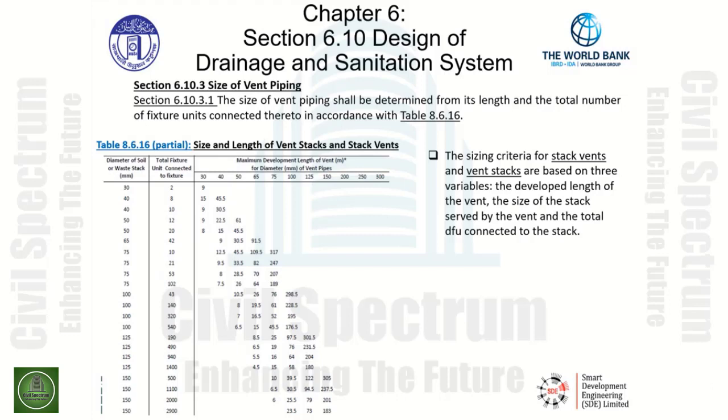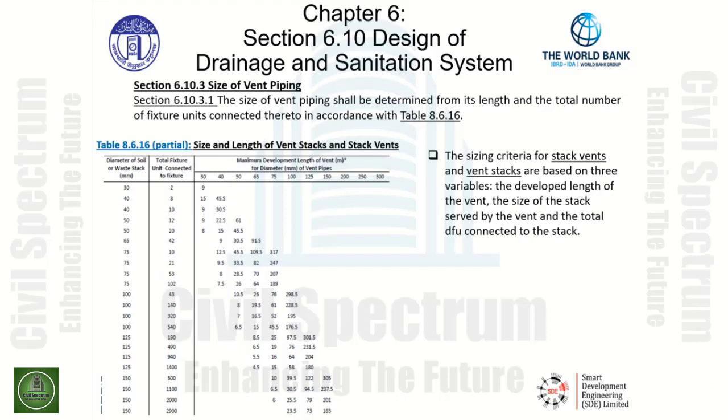A further look at the table: the first column gives us the diameter of soil or waste stack in millimeters. The second column gives us the total fixture unit that could be connected to that particular stack vent or vent stack. Finally, the third column gives us the maximum developed length of the vent in meters for each diameter in millimeters of vent pipes.